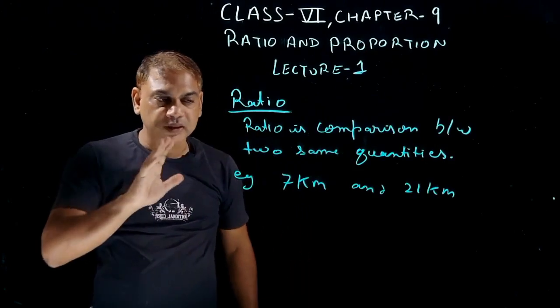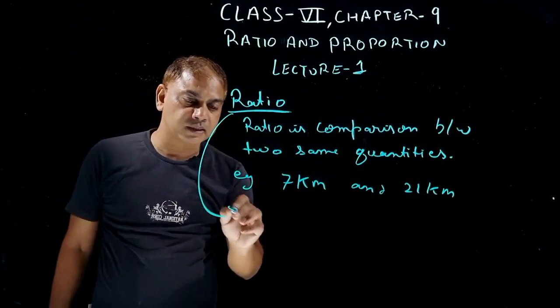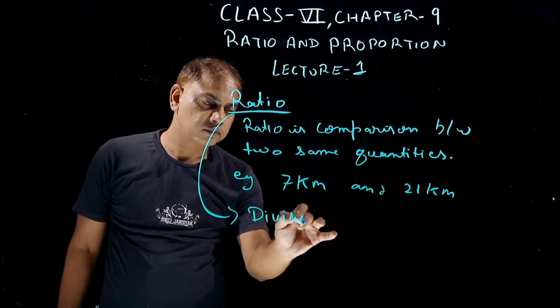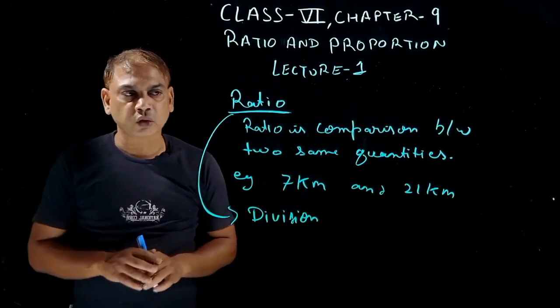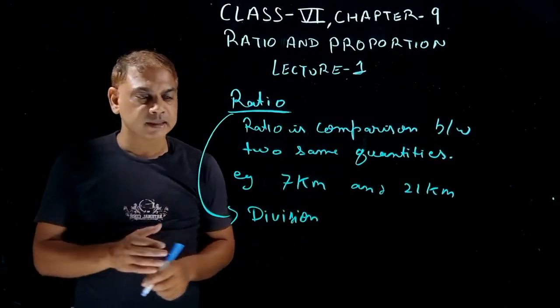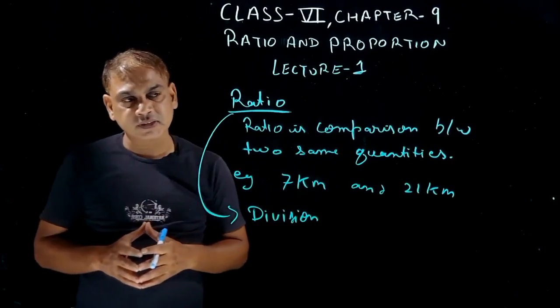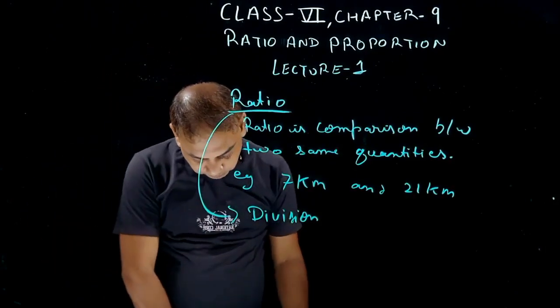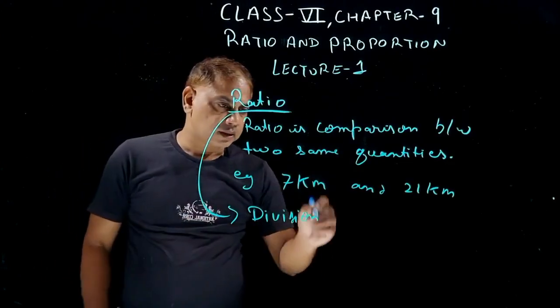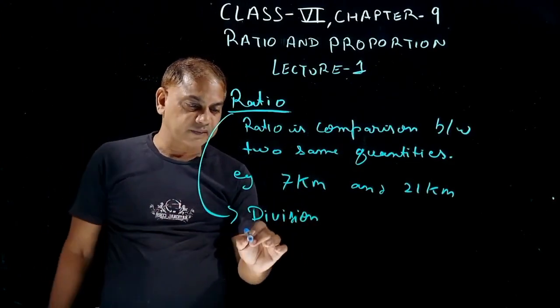Now, one thing more, what does ratio mean? Ratio is division. Two things I told you. The first one, the ratio is comparison between two quantities, same quantities, and the second one is ratio is division. Now, how will we compare two quantities? One by one I will explain to you.